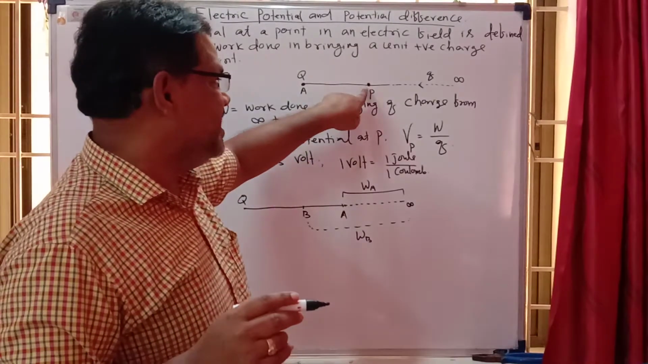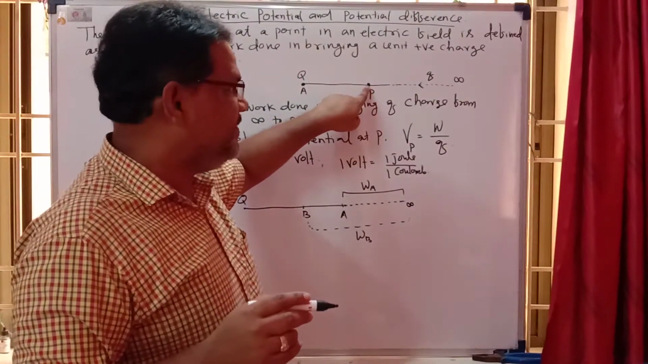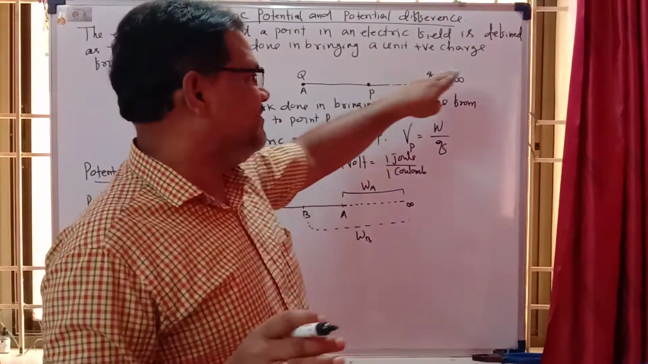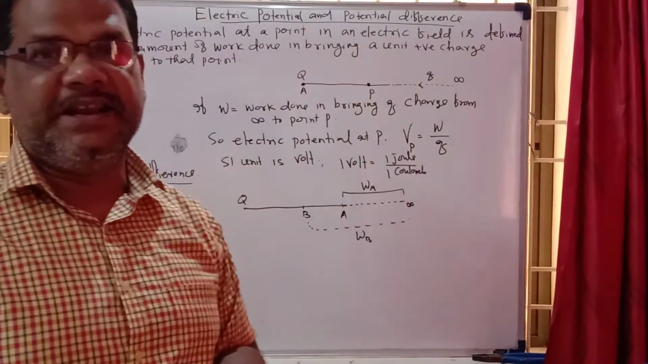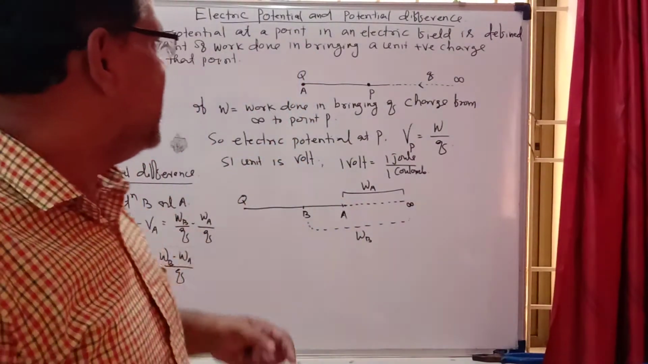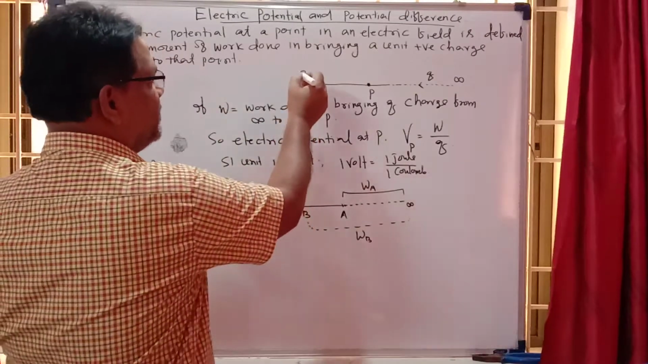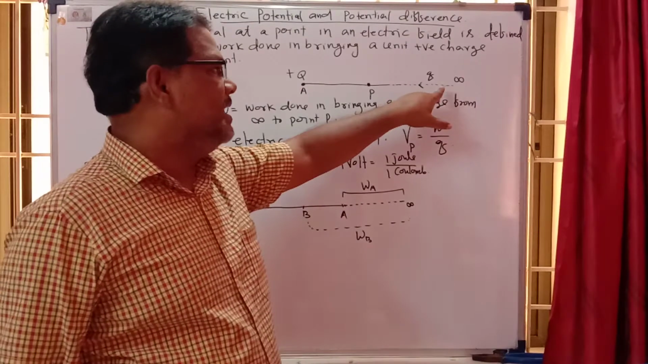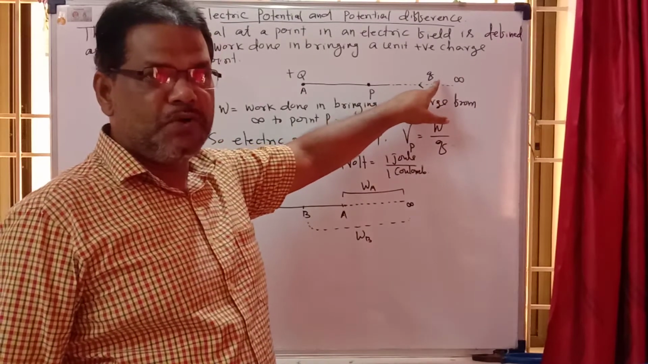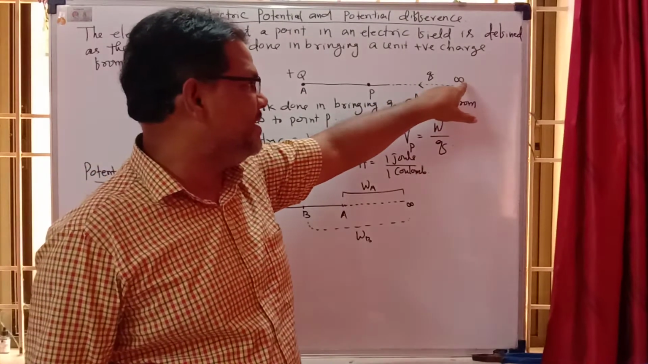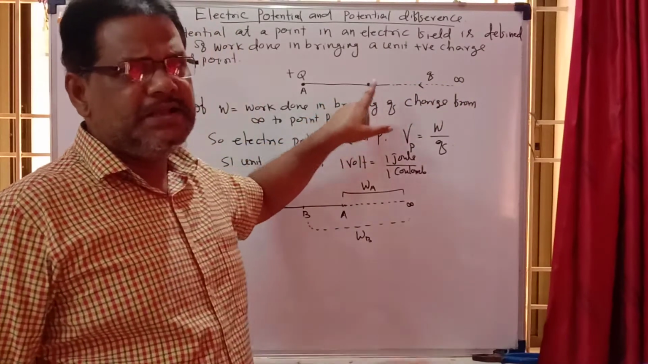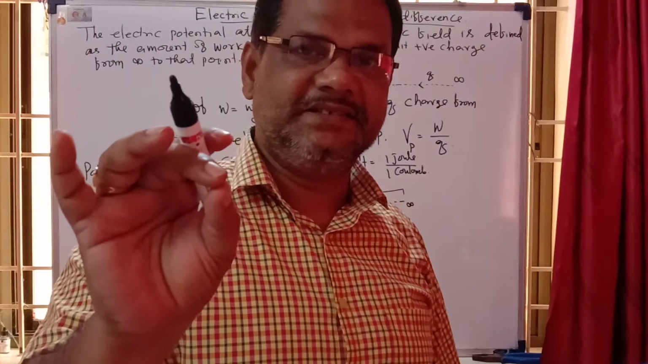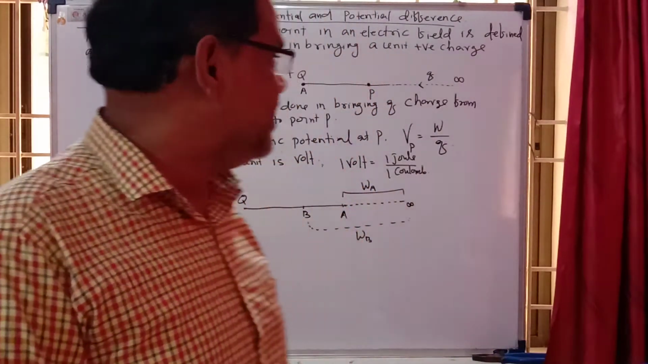Suppose you want to find the electric potential at point P. What amount of work is done, because the electric field is there? If any other charge is in the electric field, either it will be repelled or it will be attracted. We have kept the plus charge here, and suppose the electric field lines are acting outward. If you bring a small charge Q from infinity to point P, some amount of work will be done, and that work done per unit charge is termed as the potential at that point P.